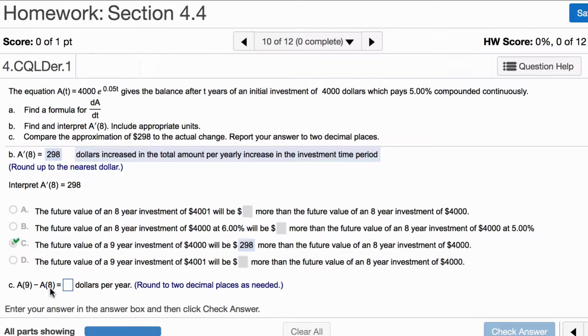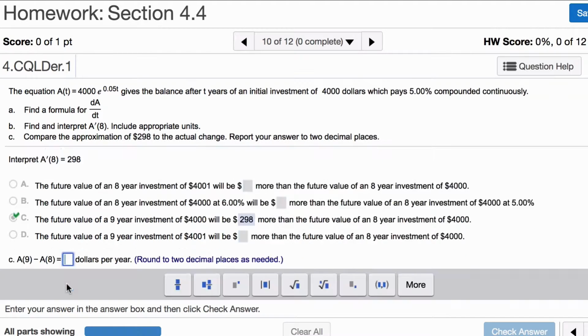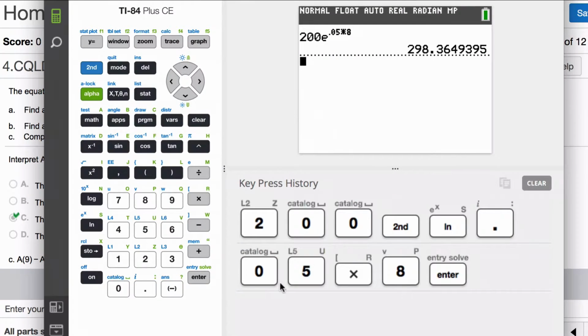This is the way to calculate the exact, because A of 9, if you plug 9 into the original investment equation, would give us the total for the whole 9 years. If we plug in 8, it'll give us the investment for the whole 8 years. So if we subtract both of them, we just get the 9th year, which is what the derivative is helping us to approximate. So let's bring up our calculator right here.